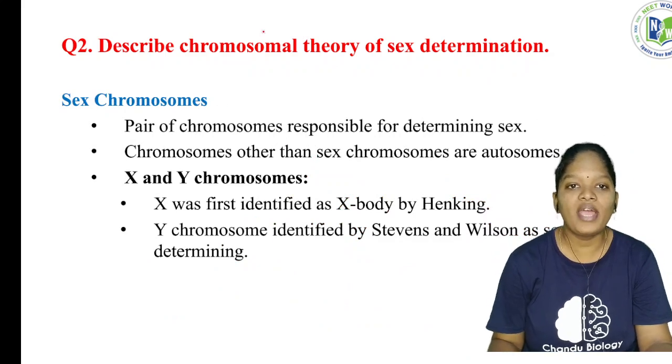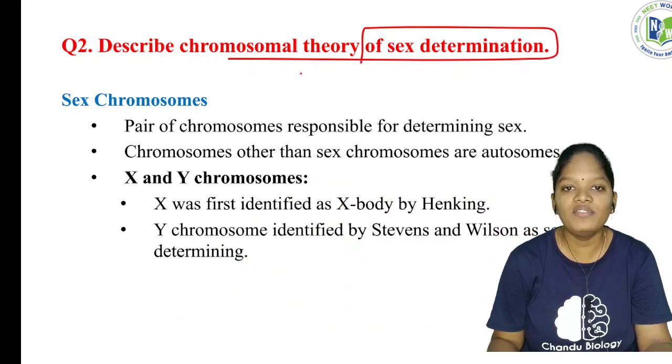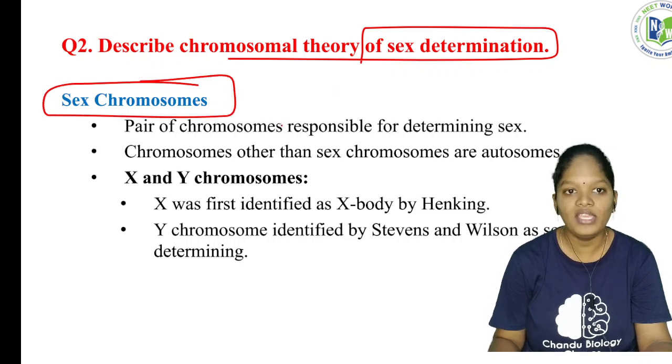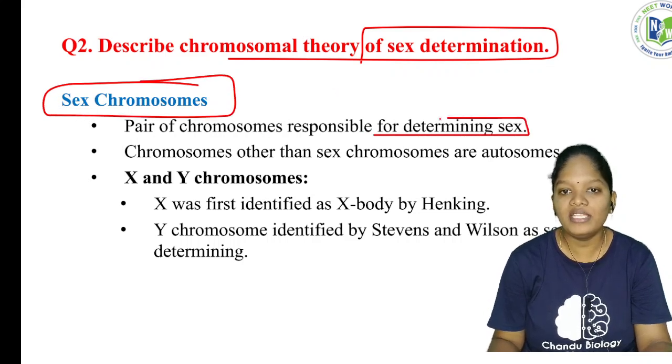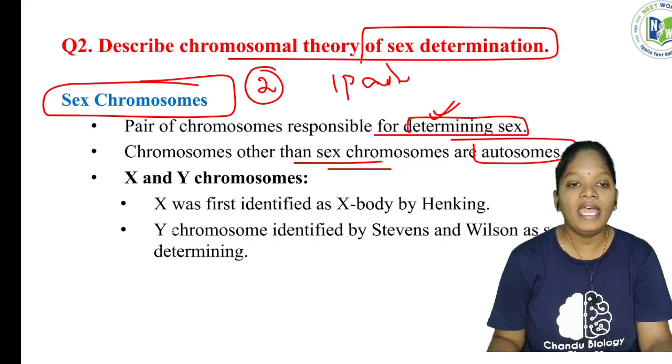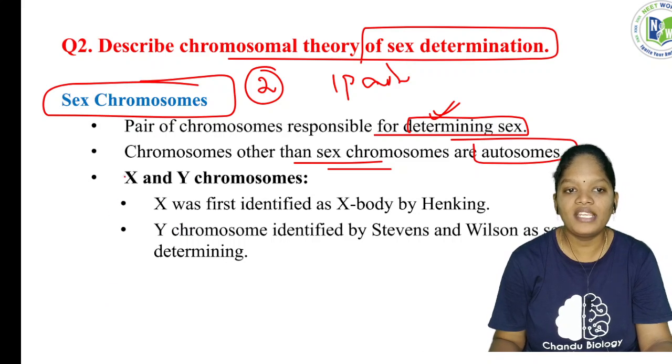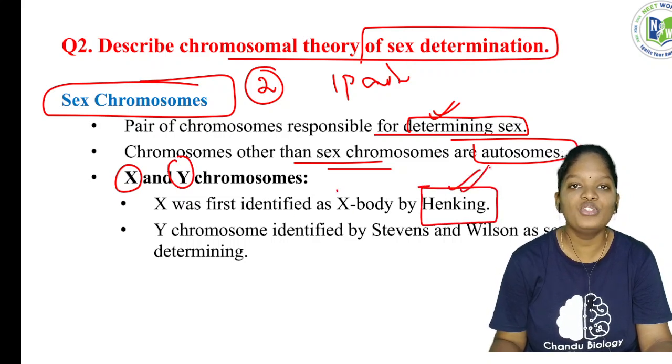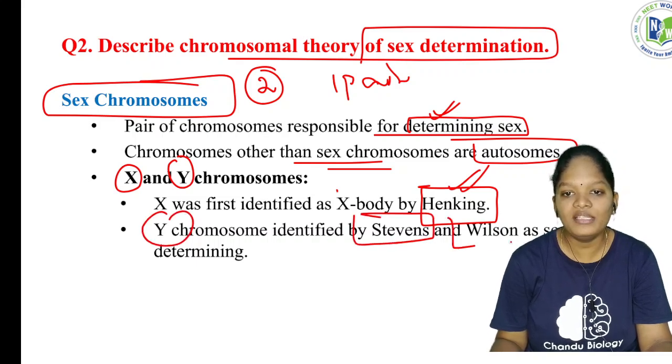Now, what is a sex chromosome? As it is the chromosomal theory of sex determination, we are taking the sex chromosomes: a pair of chromosomes responsible for determining the sex, which means 2 chromosomes or 1 pair of chromosomes. The chromosomes other than the sex chromosomes are considered autosomes. And the sex chromosomes are nothing but the X chromosome and the Y chromosome. The X chromosome was first identified as an X body by the scientist Henking. The Y chromosome was identified by Stevens and Wilson.